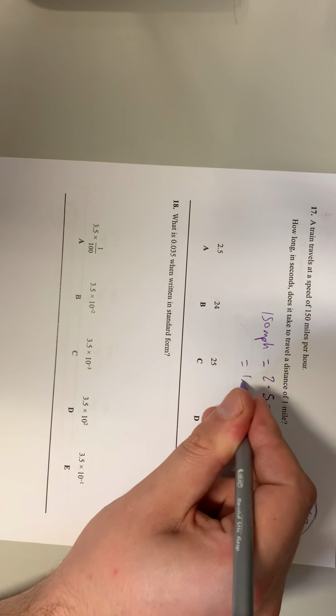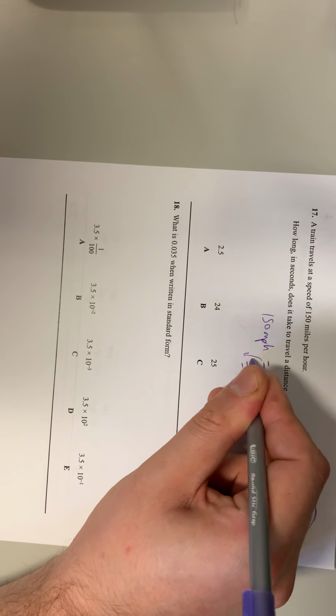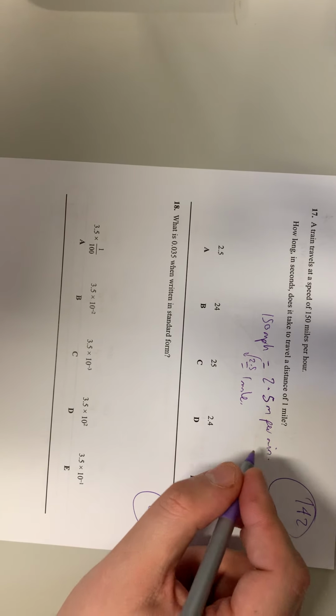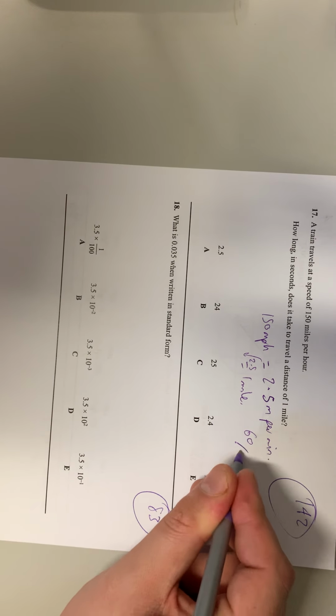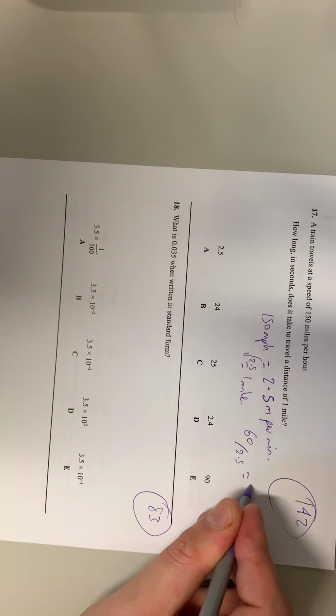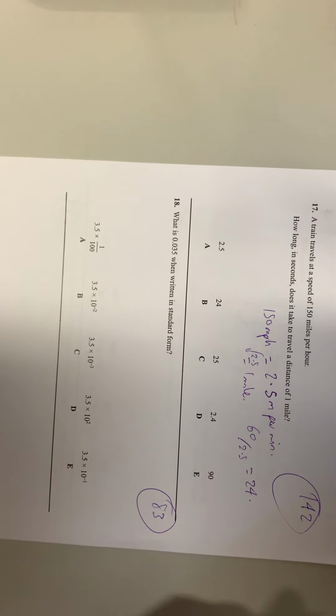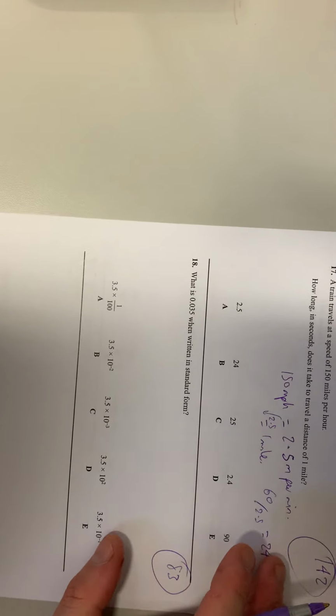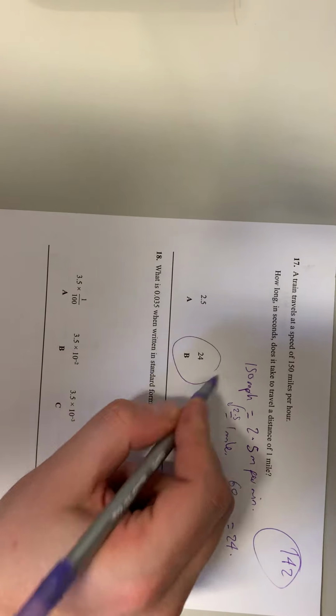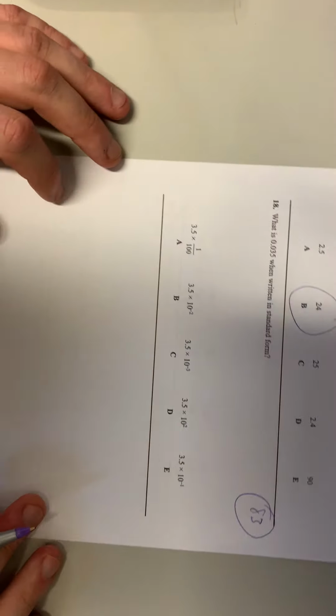So obviously I'm then going to get 1 mile at the front if I divide this by 2.5. And then 60 seconds divided by 2.5 is going to give me 24, because 24 and 24 and half of 24 gets me back to 60. And because it wants it in seconds, it's going to be 24.